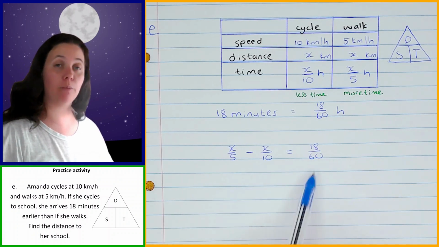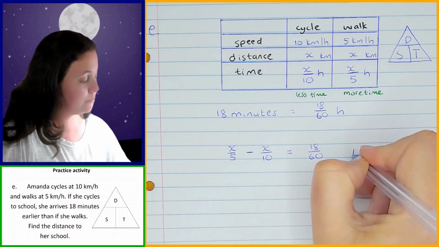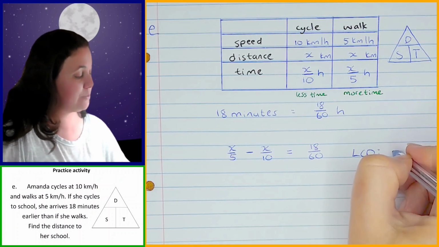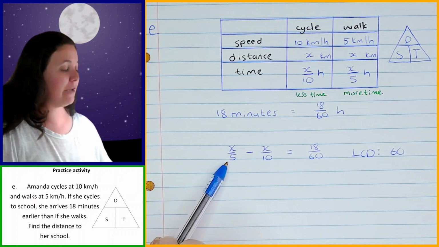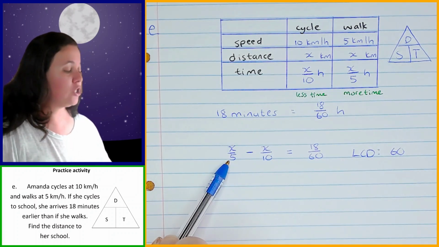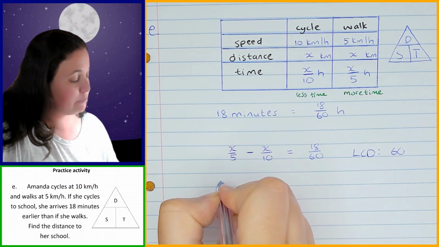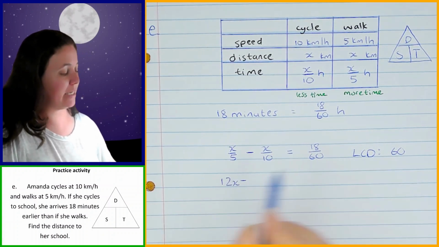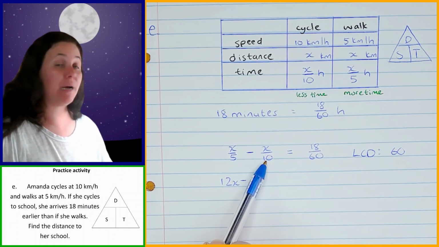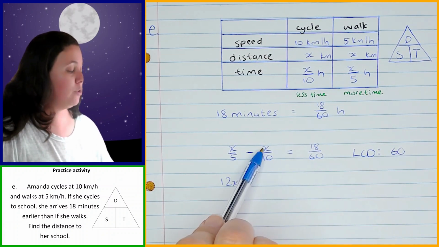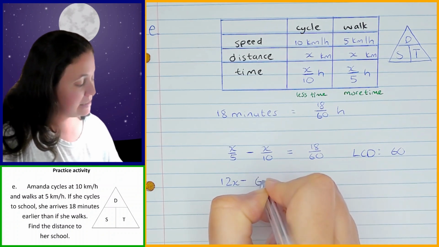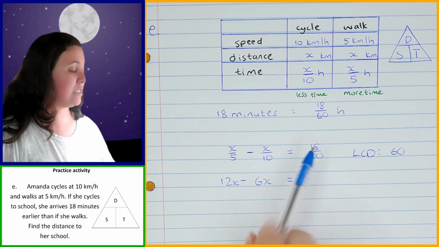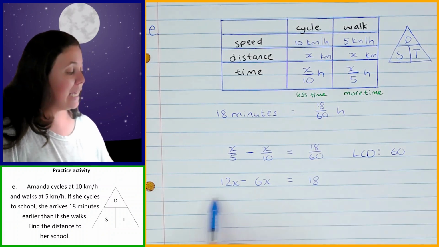I've got denominators here. I need to find my LCD. So the LCD for 5, 10, and 60 is going to be 60. So I need to multiply 5 by 12 to get 60. So I'm going to multiply x by 12. That gives me 12x minus. Then I need to multiply 10 by 6 to get 60. So I'm going to multiply the top by 6. That gives me minus 6x equals. And then over here, this is already 60, so I don't need to multiply by anything. So it stays 18.